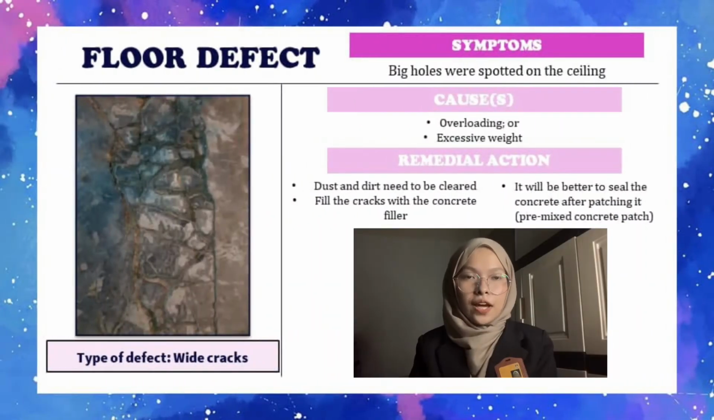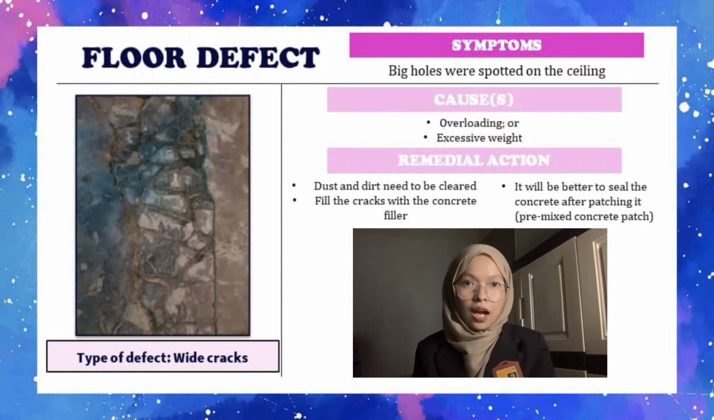For the last defect, which is floor defect, the type of defect is white cracks on the cement floor. The symptom is the cement floor has heaving floor cracks which occurred at the motorcycle parking place. The defect can be caused by overloading or excessive weight which presses the cement down.